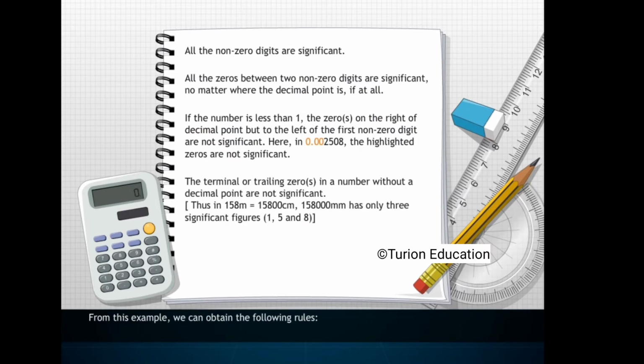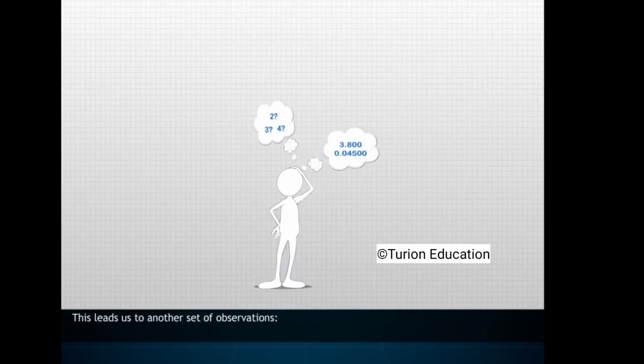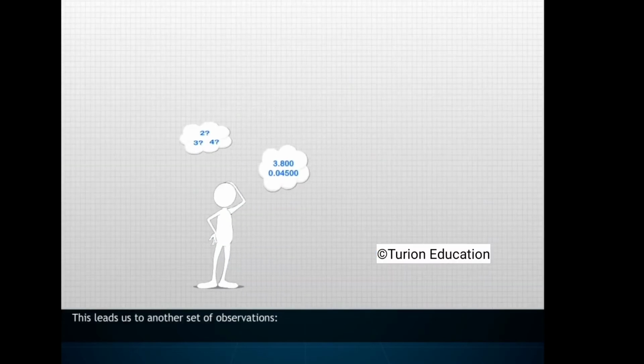The terminal or trailing 0 or zeros in a number without a decimal point are not significant. Thus, in 158 meters equals 15,800 centimeters equals 1,58,000 millimeters, there are only three significant figures, 1, 5, and 8. The trailing 0 or zeros in a number with a decimal point are significant. For example, numbers 3.800 or 0.04500 have four significant figures each. This leads us to another set of observations.